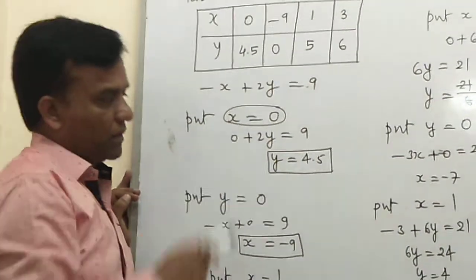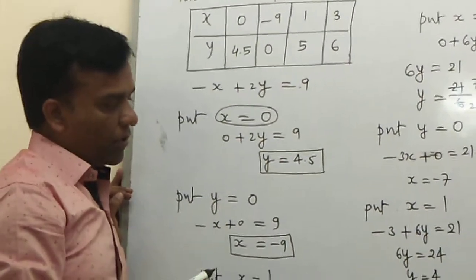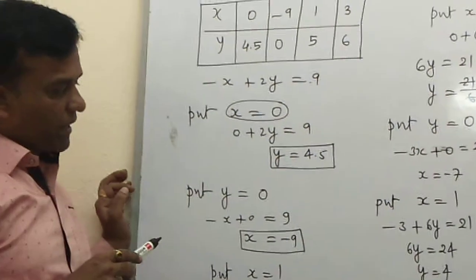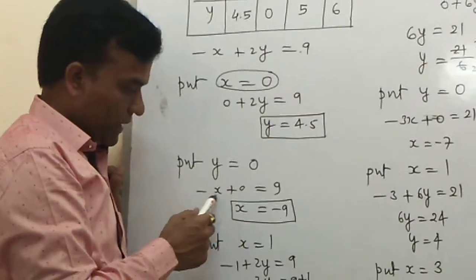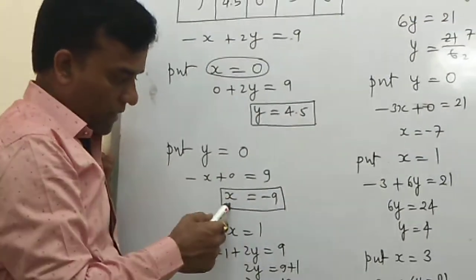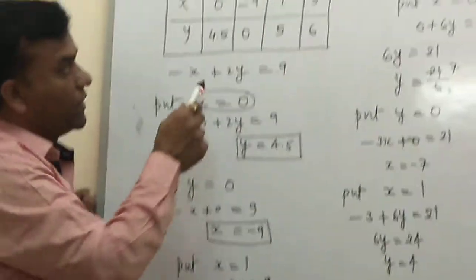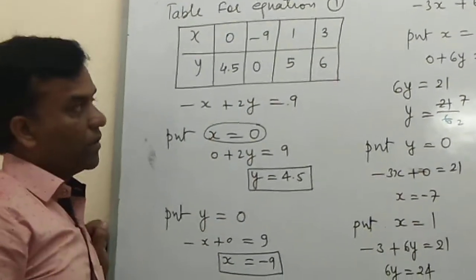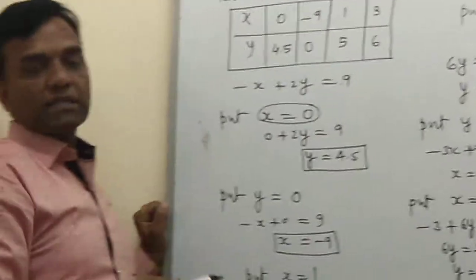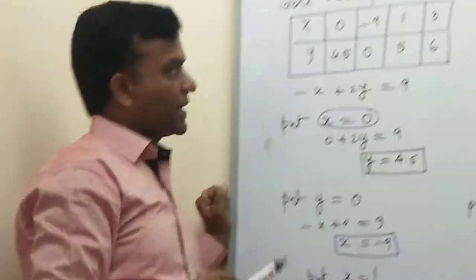So this is easy to draw on the graph. And then y equal to 0. So you put minus x plus 0 equal to 9, then x equal to minus 9. So you got the first pair 0 and 4.5, and the second is minus 9 and 0. Okay, so these pairs are called axis points.